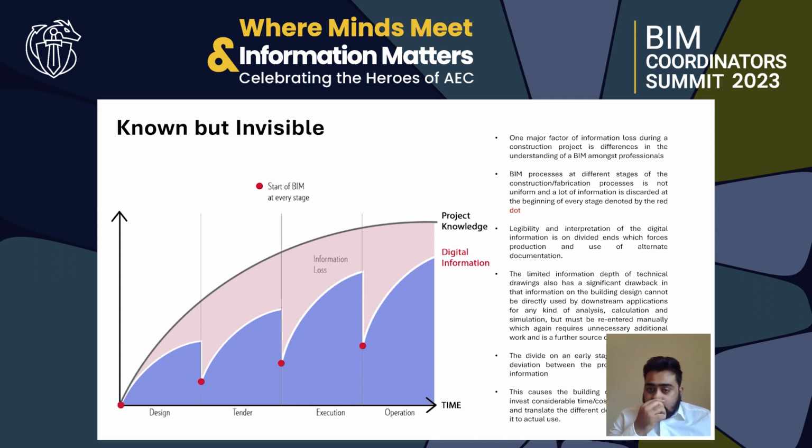So when we see a divide at the very early stage of the project, it will only keep on increasing at the later stages. So it is very important to close this gap during the process. Otherwise, we'll always have a product which is different from the digital information that is created, and the whole idea that we are trying to achieve, the digital twin, will be lost in the whole process.